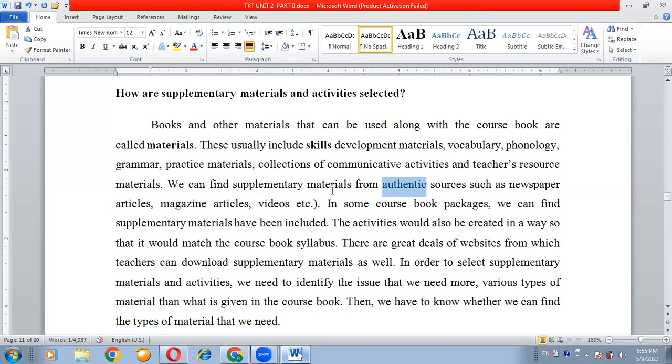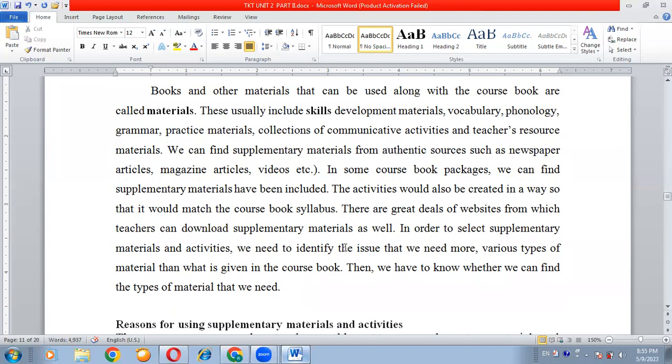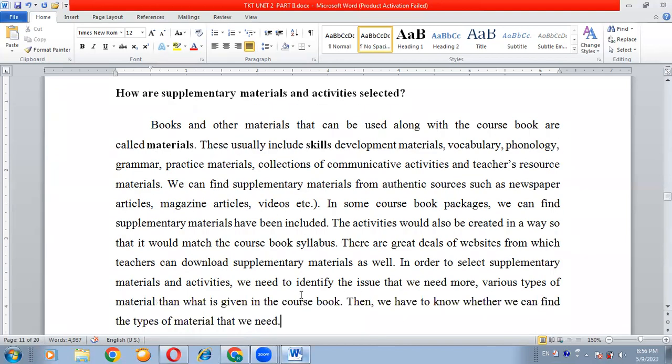In order to select supplementary materials and activities, we need to identify the issues, that we need various types of materials other than what is given in the course book. Then we have to know whether we can find the types of materials that we need. Are we able to find the correct materials that we want? This paragraph describes supplementary materials and also the course book materials, many things like this.